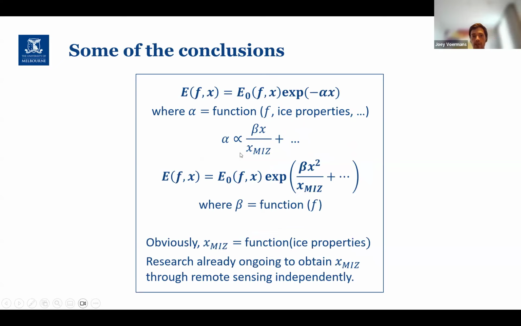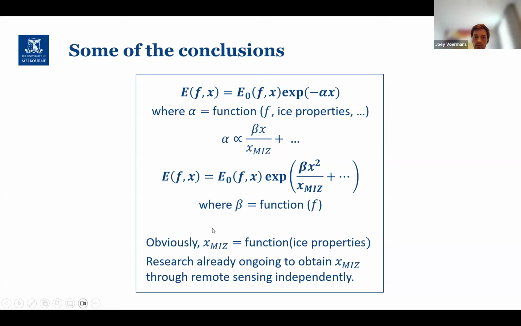But what we find in this study is that the alpha, so the attenuation rate, scales more or less linearly with distance into the marginal ice zone. So we're introducing a different parameter here, beta, and that creates a slightly different formulation here, which introduces the marginal ice zone width. But now in this case, beta becomes just a function of the wave frequency, which is a little bit more fixed and predefined, as we saw in the previous slides. Obviously, we need more data for that, but it seems to work quite well.